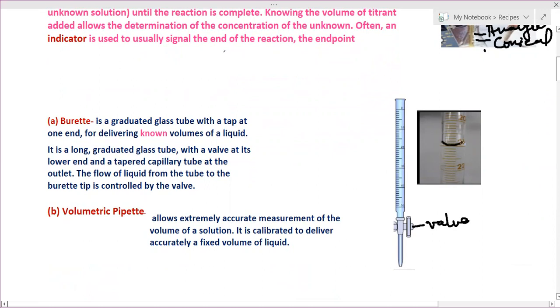This is the curved surface of colorless solution that is present inside the burette. If we have to take the reading, we will read below this curved surface, and this curved surface is called meniscus. Suppose we have to take the reading, we will take the reading from here, not from here, for colorless solution.